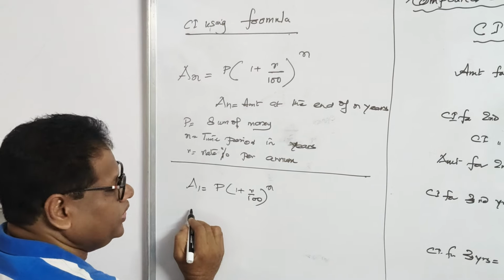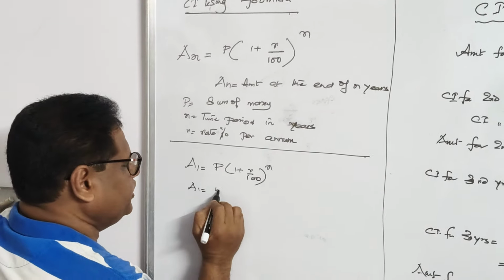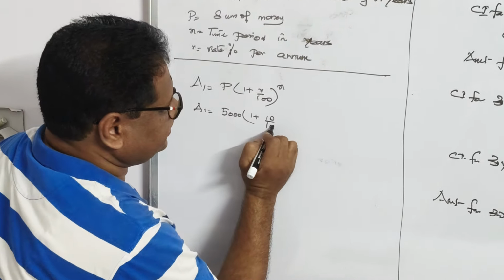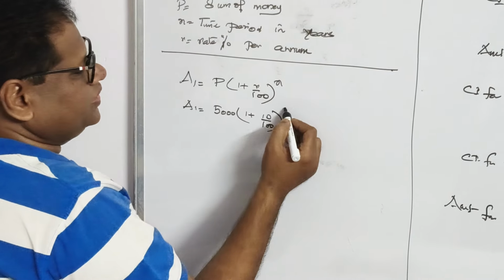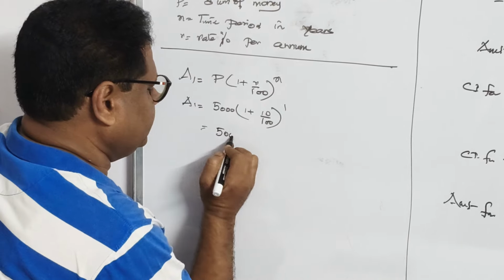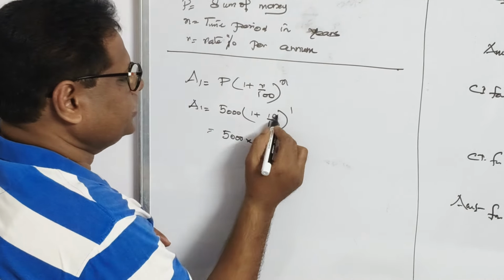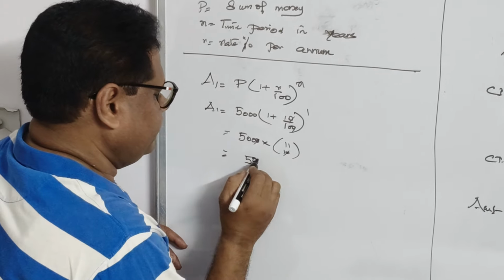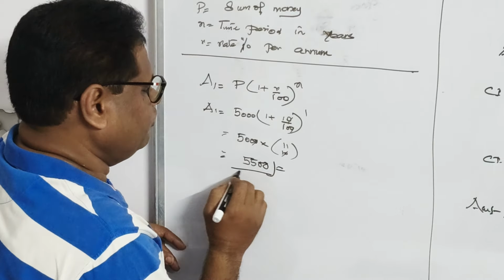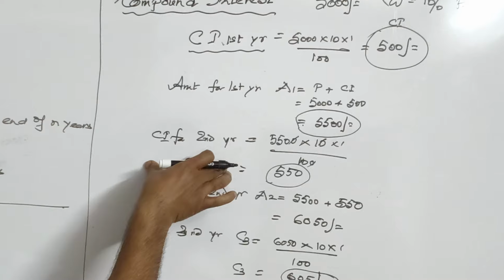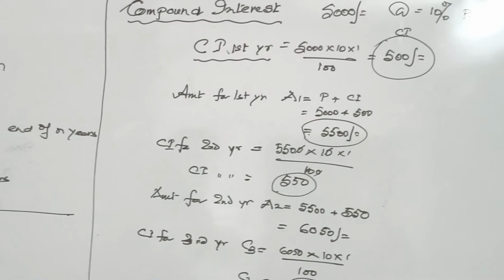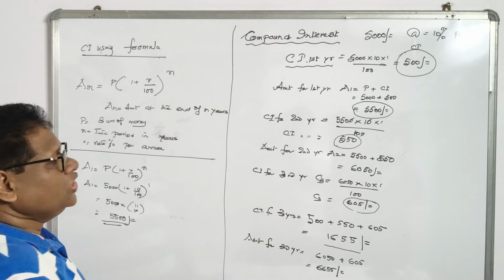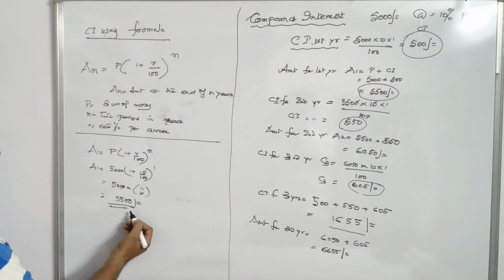Now here, the amount for the first year equals, principal is 5,000, 1 plus rate is 10%. Since the time is 1 year, it is power 1. So it comes to 5000 into 11 by 10. So we are getting 5500. This is the same result you got by breaking this into two steps. First we calculate the CI for the first year, then we calculate the amount using the formula principal plus CI. So this is the expression we got here using the formula.